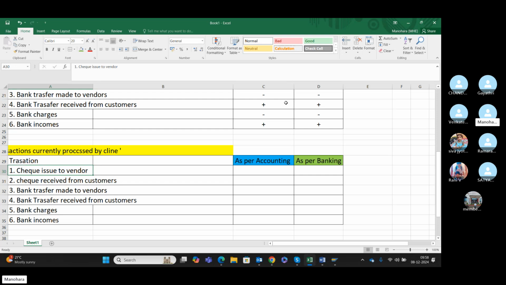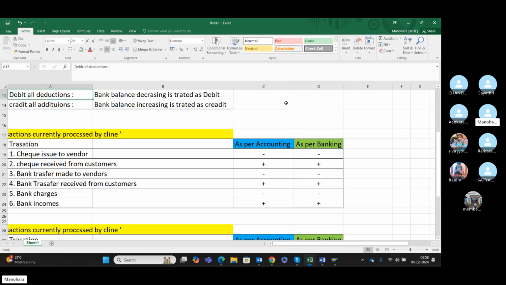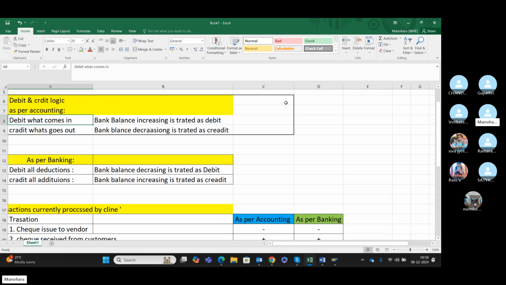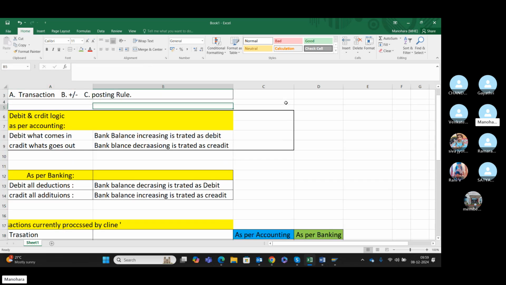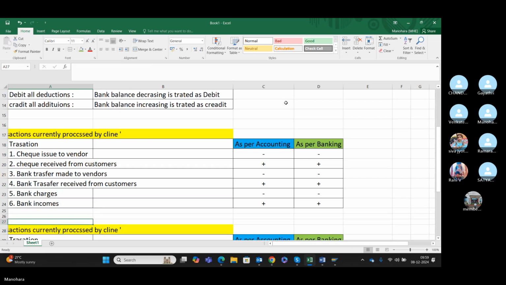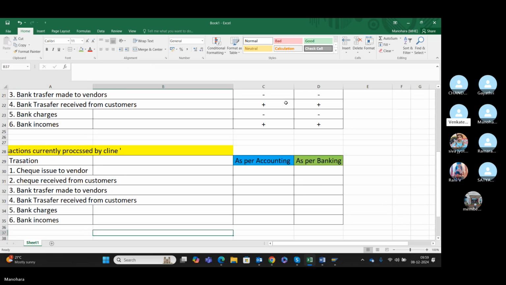So this is understood, right? Debit is what comes in, credit is what goes out, as per accounting knowledge. But as per banking, debit is all deductions and credit is all additions, right? These are the two accounting rules, right?